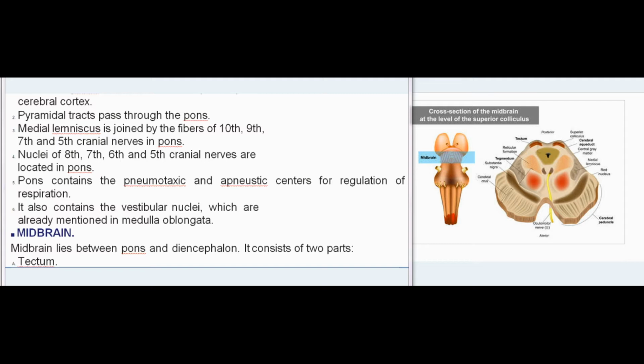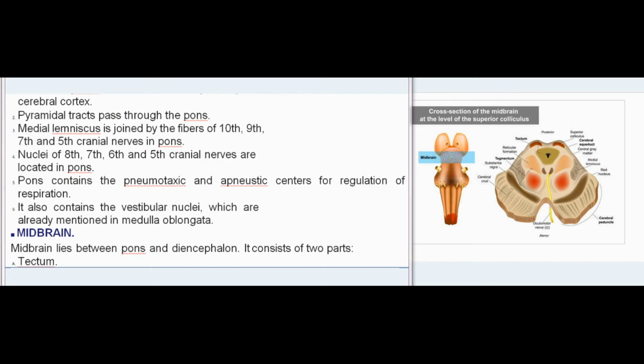Nuclei of 8th, 7th, 6th, and 5th cranial nerves are located in pons. Pons contains the pneumotaxic and apneustic centers for regulation of respiration. It also contains the vestibular nuclei, which are already mentioned in medulla oblongata. Midbrain. Midbrain lies between pons and diencephalon.